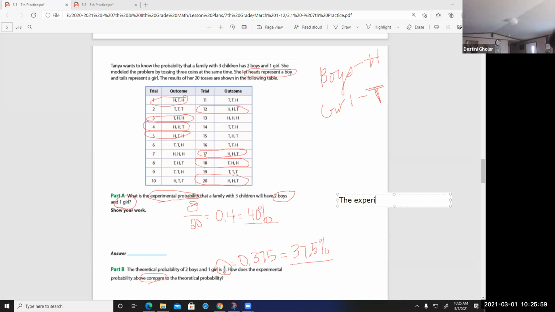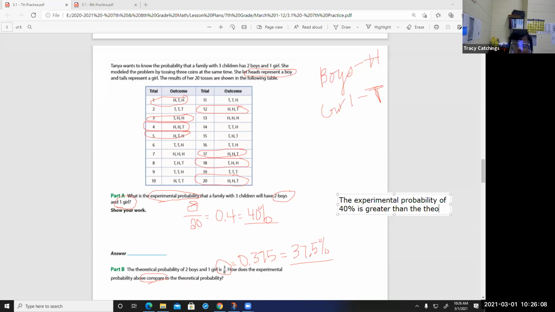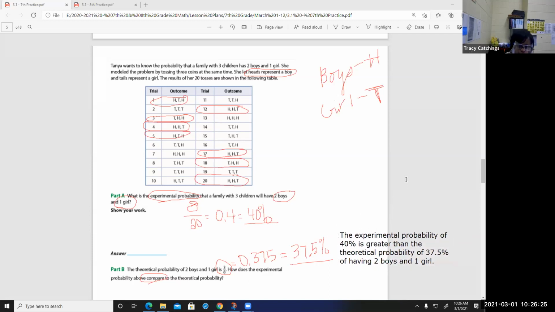Good job. Somebody said the wrong one. So the experimental probability of 40% is greater than the theoretical probability of 37.5% of having 2 boys and 1 girl. Good job.